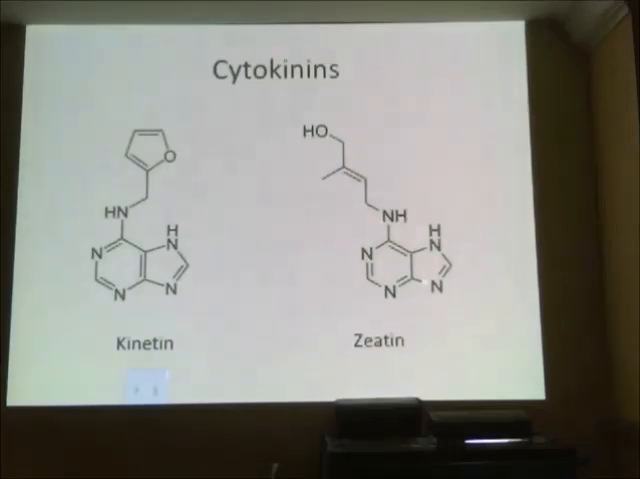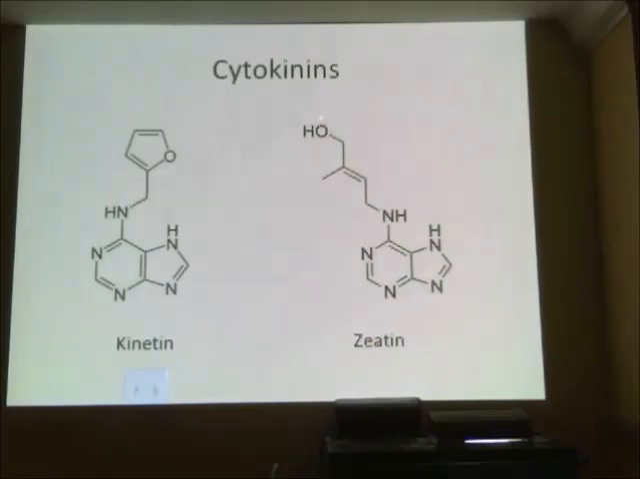So this is the adenine part of this amino purine compound. Both of these are derivatives of adenine, and both are naturally occurring. It's believed that both of these are synthesized probably through the breakdown of DNA, or maybe RNA, which gets metabolized to form these compounds. This ring here is called a furan, so this is a furanyl methyl adenine.